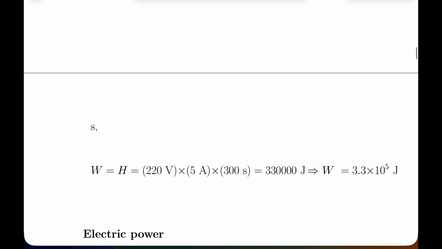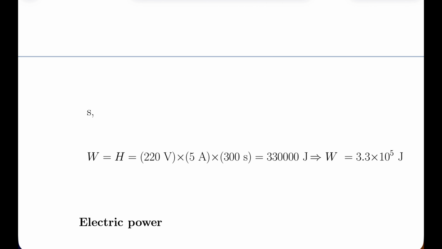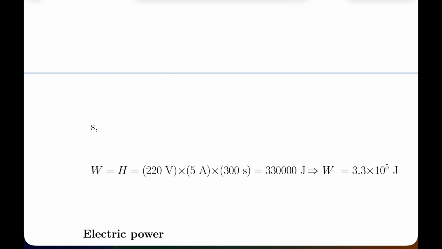Put the value in the expression for W. So W is equal to H equal to VIt. V is 220 volt, I is 5 ampere, and time t is 300 second. So if you multiply 220 volt into 5 ampere into 300 second, it comes out to be 330,000 joule, and this is equal to 3.3 into 10 to the power 5 joule.